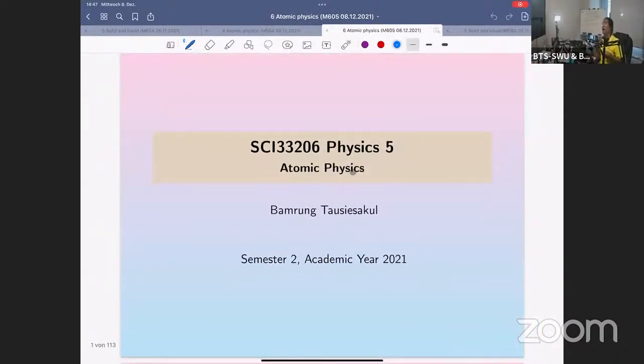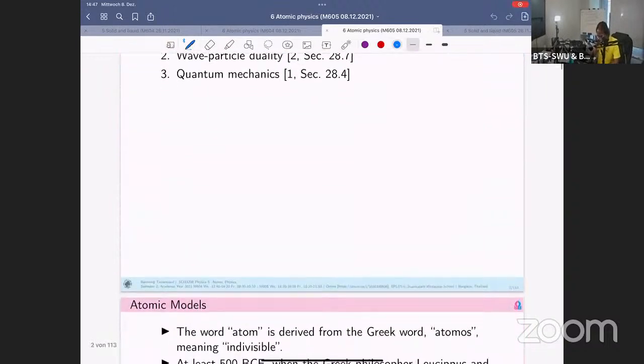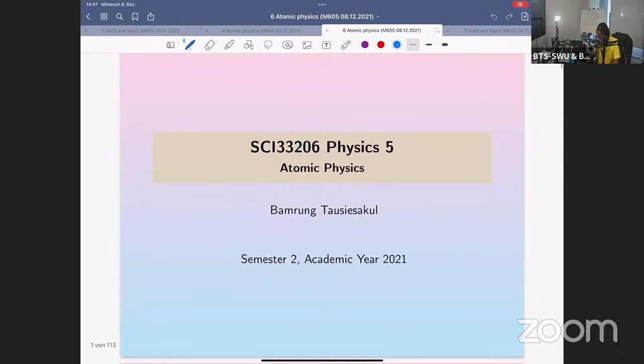We will start today the second chapter for this semester. It's called atomic physics. It's totally different from the previous chapter. In the previous chapter we talked about solid and liquid.